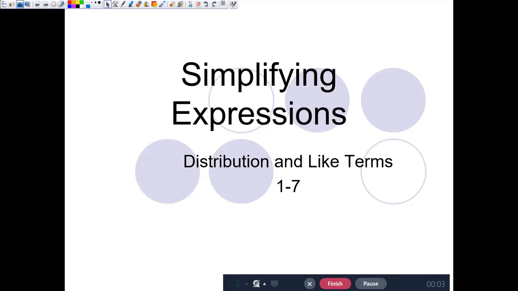So today we're going to be simplifying expressions. Our success criteria is that you will simplify expressions using the distributive property and like terms. Okay? So we're going to be learning about the like terms and the distributive property, and then we're going to be combining them.